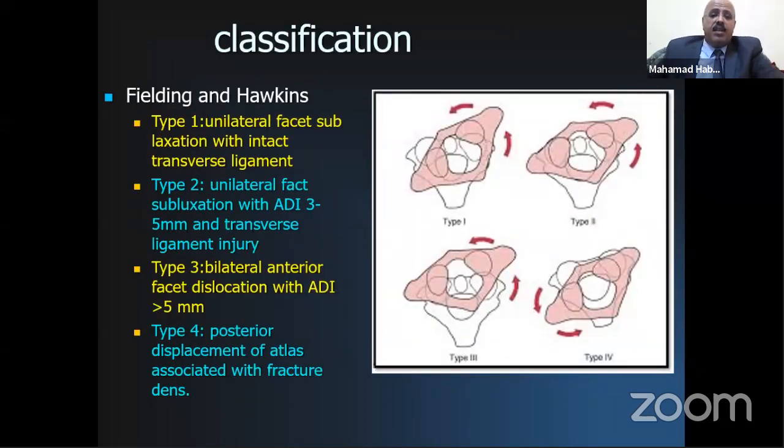Classification of C1, C2 instability. Fielding and Hawkins classified this type of injury into 4 types. As you see in the diagram, type 1: unilateral facet subluxation with intact transverse ligament. Type 2: unilateral facet subluxation with atlantodental interval 3 to 5 millimeters and transverse ligament injury. Type 3 is bilateral anterior facet dislocation with atlantodental interval more than 5 millimeters. Type 4 is posterior displacement of the atlas associated with fracture of the dens.